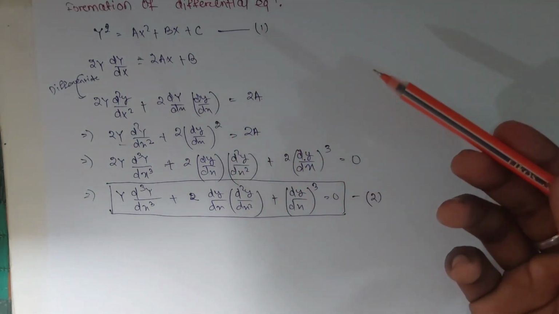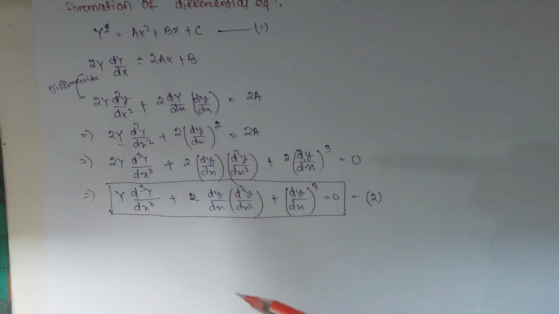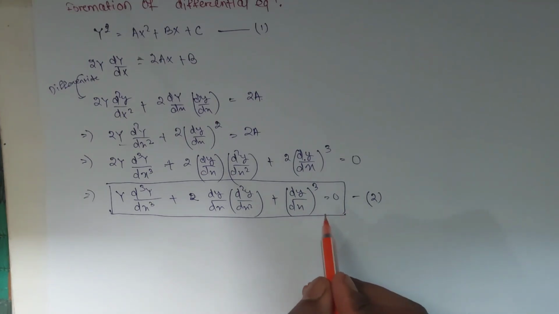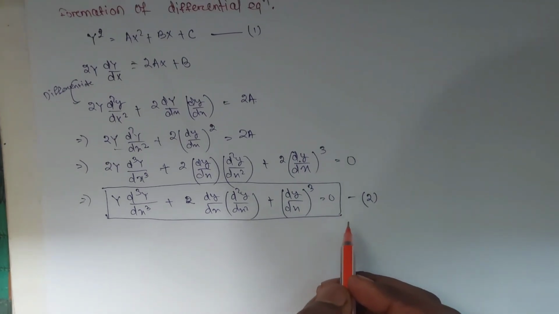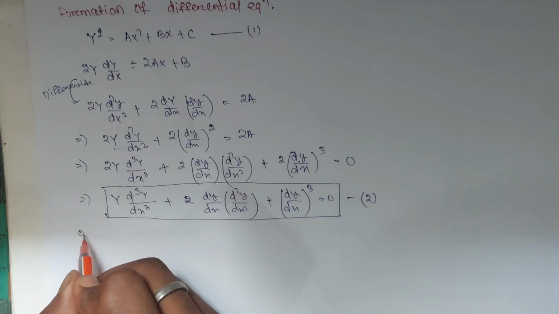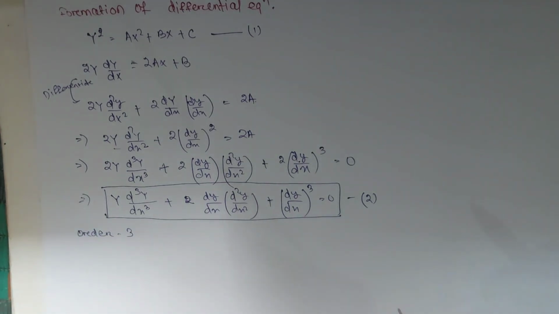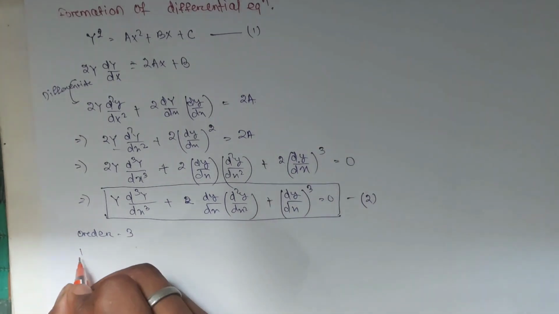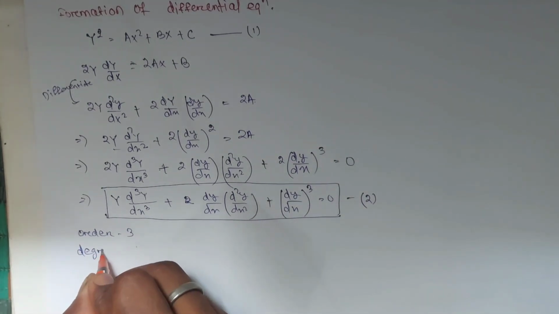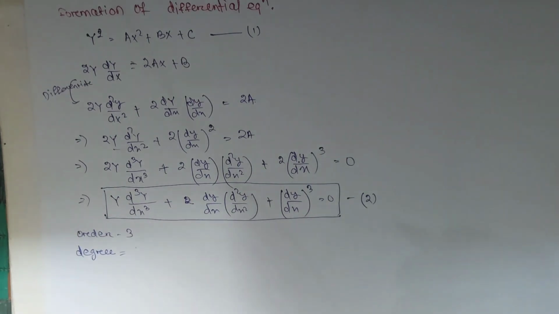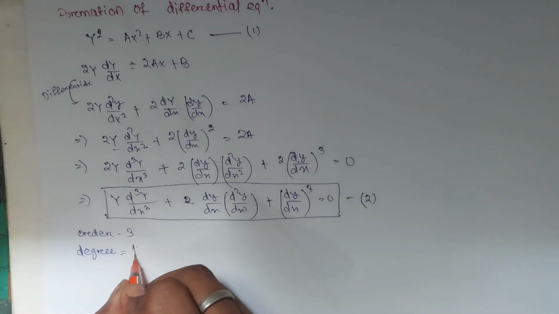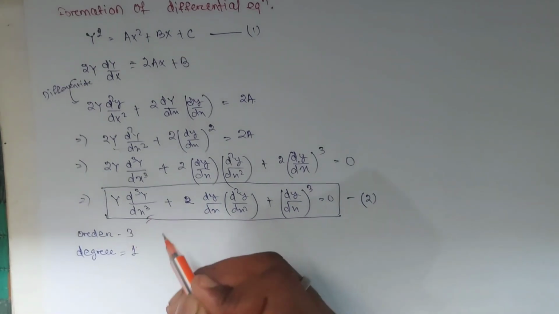We make a differential equation from equation 1, and the differential equation shows that it is of order 3, as the maximum number of differential coefficient is 3, and the degree, as the power of the differential coefficient, the maximum power of the differential coefficient is 1, so the degree is 1.